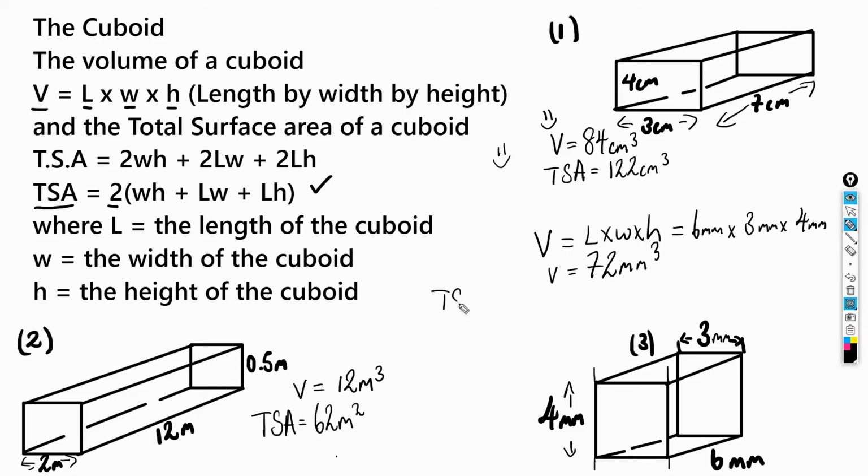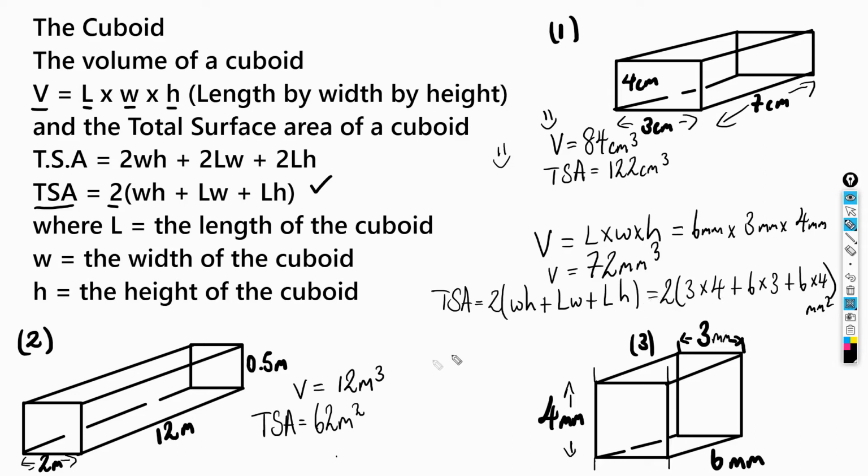And for the total surface area, we know this is equal to 2 multiplied by the width times the height, plus the length times the width, plus the length times the height, which in this case should be 2 multiplied by the width, which is 3 millimeters, multiplied by the height, which is 4, plus 6 millimeters, which is the length, multiplied by the width, which is 3, plus 6 millimeters, which is the length, multiplied by the height, which is 4. Cool. And we know this should be in millimeters squared because it's the area and it's going to be squared, right?